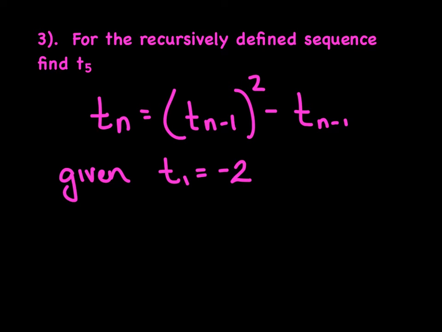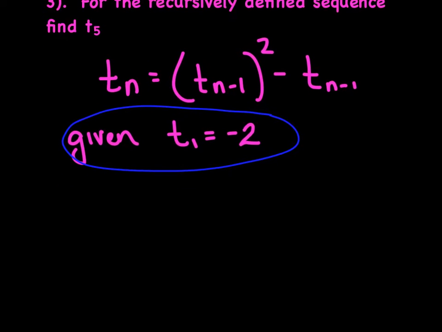Let's try another recursively defined one. Question 3. For the recursively defined sequence, find t sub 5. Now remember, every time this is a small subscript, make sure you say sub. So this is t sub 5. And here's the formula. T sub n equals t sub n minus 1 squared minus t sub n minus 1. And they were given t sub 1 equals -2. So again, you know it's recursive when they give you a term to use. That's the recursive part. So it's pretty straightforward. I can't get to t sub 5 without 1, 2, 3, and 4. So I just have to slow down and set my problem up.